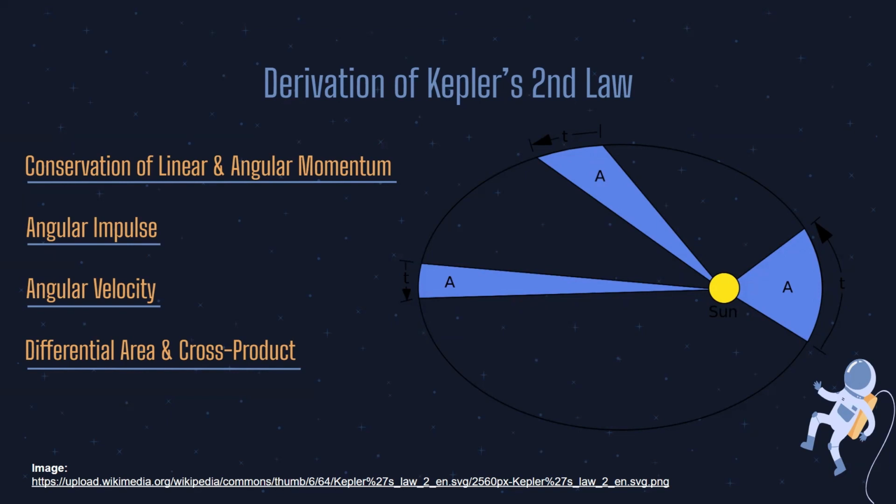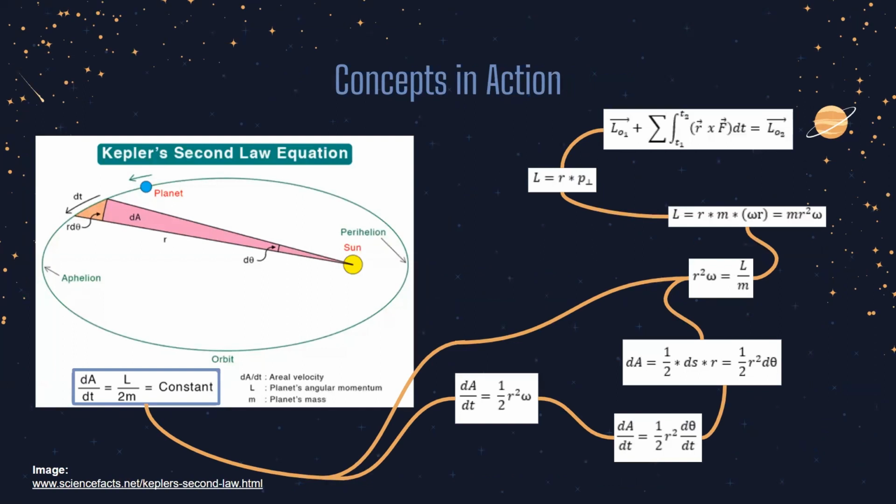So these include the conservation of linear and angular momentum, angular impulse, angular velocity, and differential area with cross product. As you can see, here are a few snippets from the derivation. The first snippet shows the conservation of linear momentum with angular impulse involved. And then you see the radius times the perpendicular component of momentum. And then later on, we see angular velocity start being included. And then we can see the differential area, and then we divide it by the differential time.